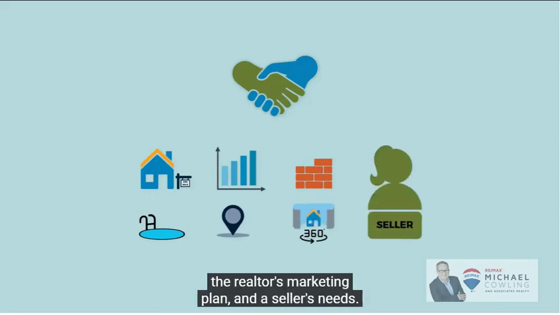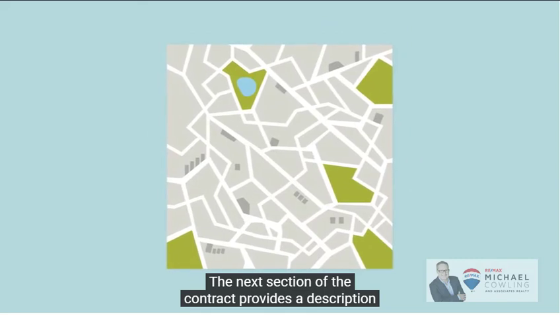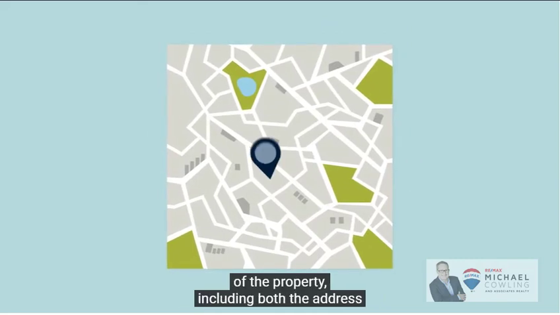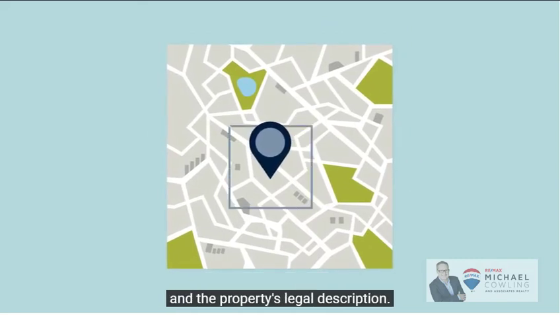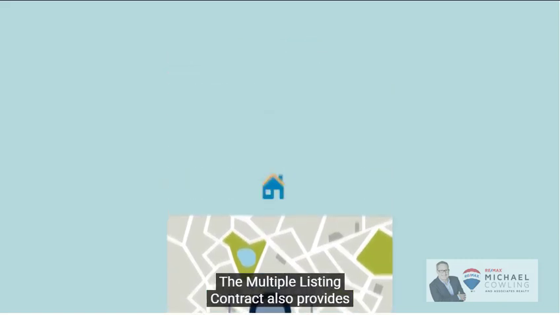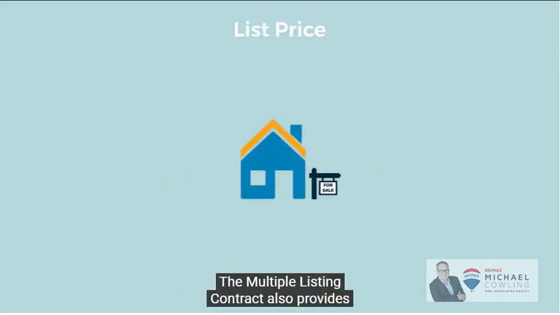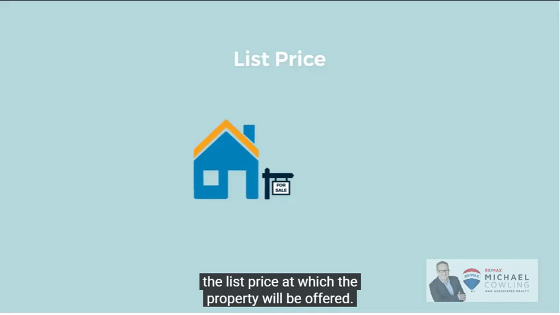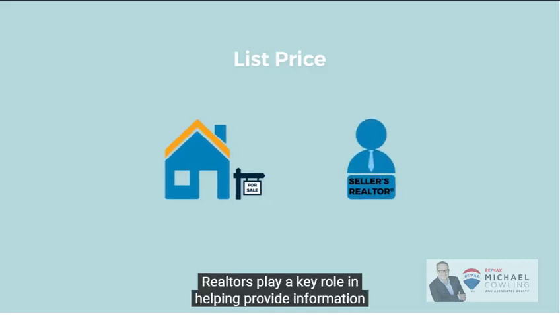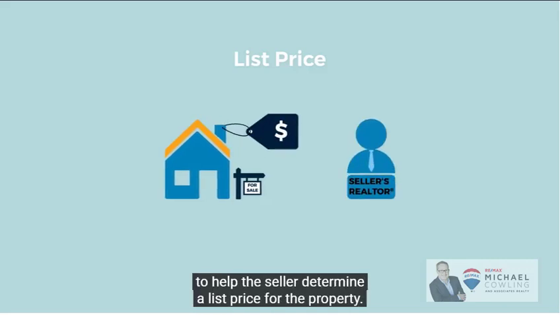and the seller's needs. The next section of the contract provides a description of the property, including both the address and the property's legal description. The multiple listing contract also provides the list price at which the property will be offered. Realtors play a key role in helping provide information to help the seller determine the list price for the property.